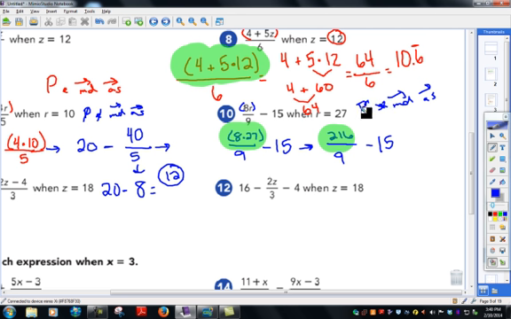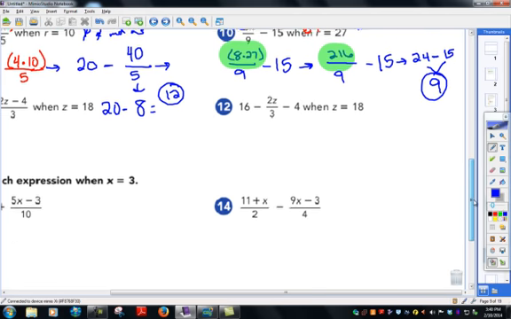Now we're on to exponents. So we go into multiplication or division, which we've got to do that divided by 9. So we do this. 216 divided by 9 is 24. We bring over minus 15. It's going to give us the answer of 9.